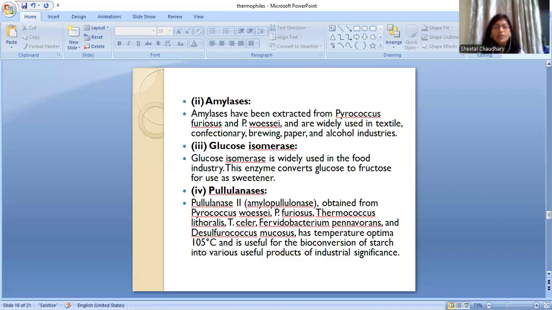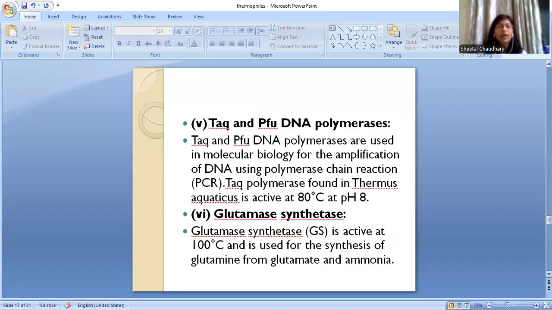Cholinases. Cholinases too, obtained from Pyrococcus woesei, Pyrococcus furiosus, Thermococcus litoralis, Thermococcus celer, Pyrodictium, and Desulfurococcus mucosus, have a temperature optimum of 105 degrees centigrade and are useful for bioconversion of starch into various useful products of industrial significance.